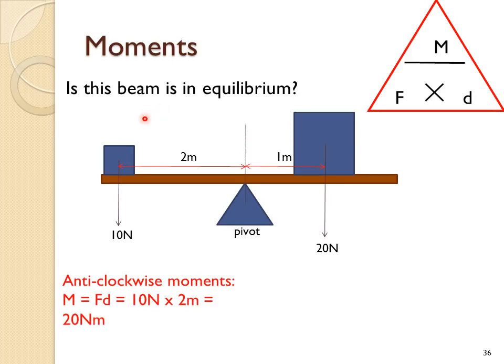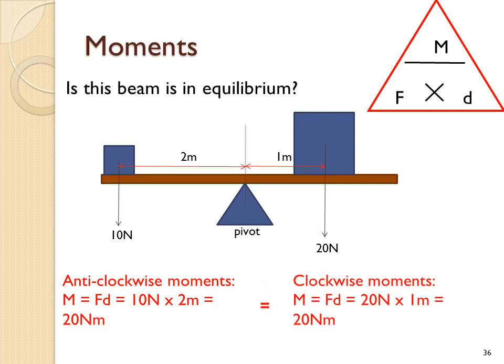To cause this to turn anti-clockwise, on the left-hand side of the pivot, is a force of 10 newtons, 2 meters away from the pivot. So that gives an anti-clockwise moment of 20 newton meters. On the right-hand side, you also have 20 newton meters, and so this beam is in equilibrium as the moments are equal.